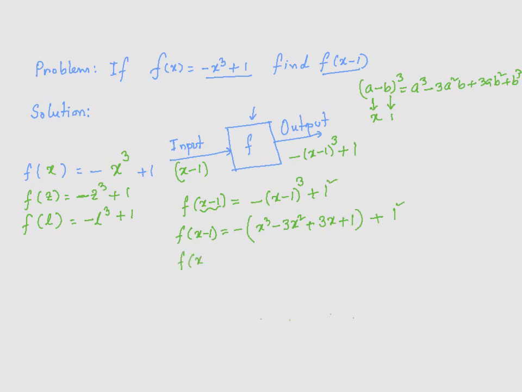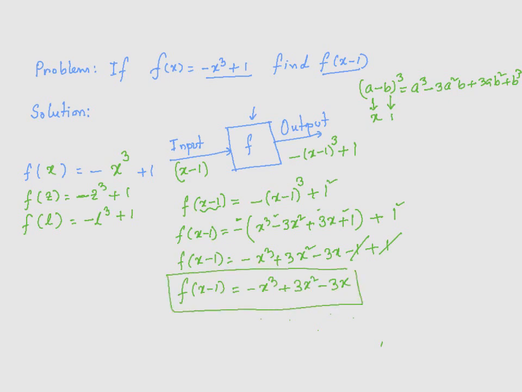Now f of x minus 1 is going to be: distribute the negative, x cube minus 3x square plus 3x, because negative and negative make it positive. Then negative times 3x is negative 3x, and then minus 1, negative times positive 1 is negative 1. Then plus 1, this one and this one cancel out, so your f of x minus 1 is going to be negative x cubed plus 3x square minus 3x. So this is what it is.